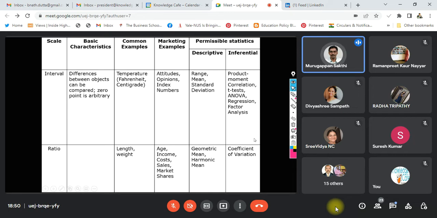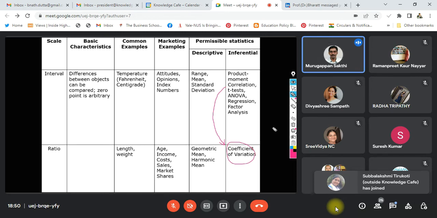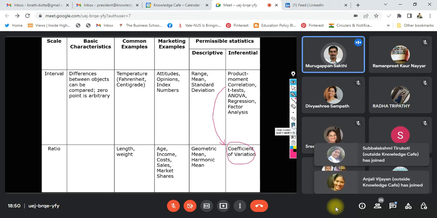My dear friends, as I rightly pointed out, I have mentioned only one. But if it is ratio, it is not only this one. You can apply from the nominal, you can apply from the ordinal. Whatever you apply for interval, ordinal, and nominal, you can apply for ratio. You should have clarity about it, because I have not included everything. Okay, right.